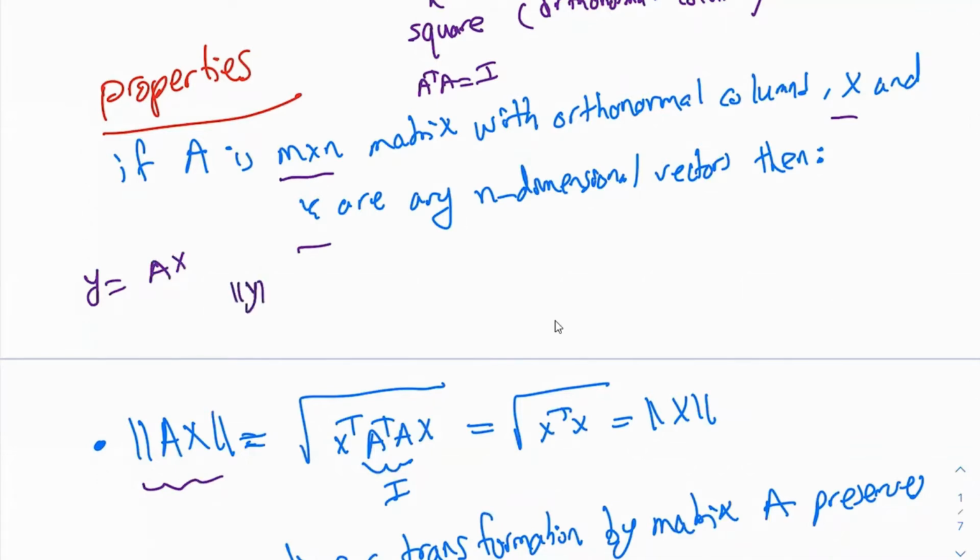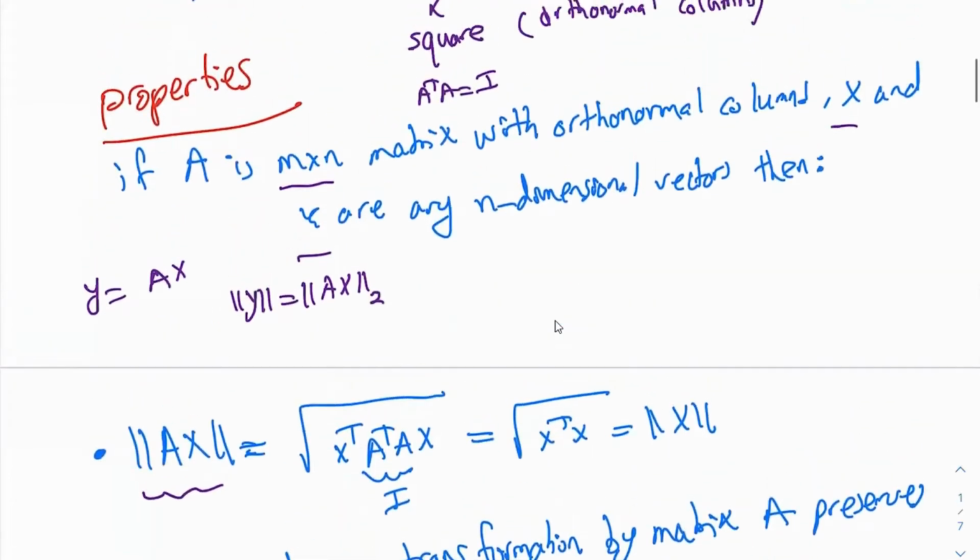The norm of y is the Euclidean norm of Ax. Remember the definition of a norm? We define the norm squared of a vector as y transpose y. So the norm squared of a vector y is equal to y transpose y. The same thing is here. Ax is a vector: A is a matrix, x is a vector, and the product of a matrix and a vector is a vector. So you define this as Ax transpose times Ax, which is x transpose A transpose Ax.